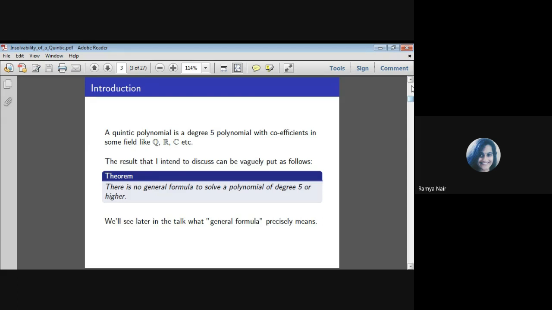We all know that for a quadratic, there is a formula for finding the roots. So the question was, is there such a formula for polynomials of any degree? This question is what motivated Galois to study the roots of polynomials and then eventually lay the foundations of group theory and Galois theory.